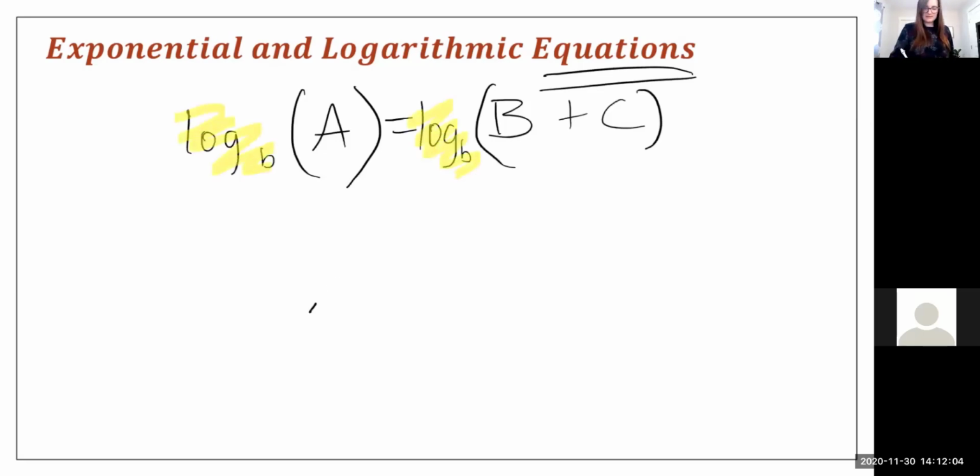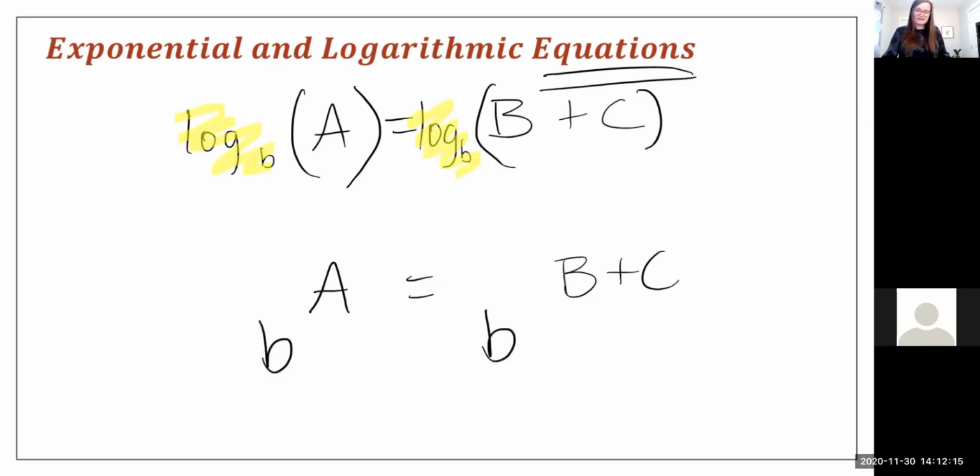And I'm also allowed, if I have this, say B plus C is whatever it is, to take both sides as an exponent. Again, whole sides, not pieces of sides.